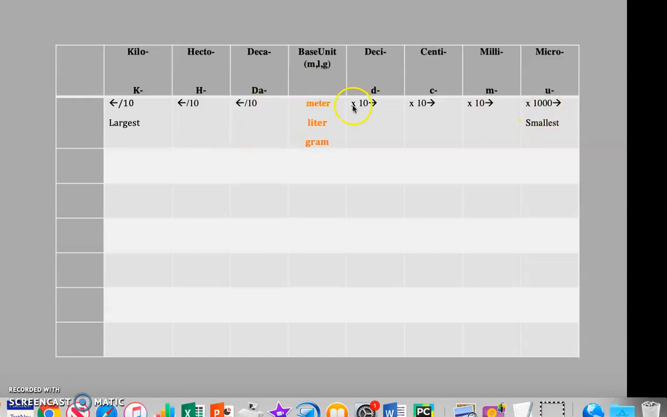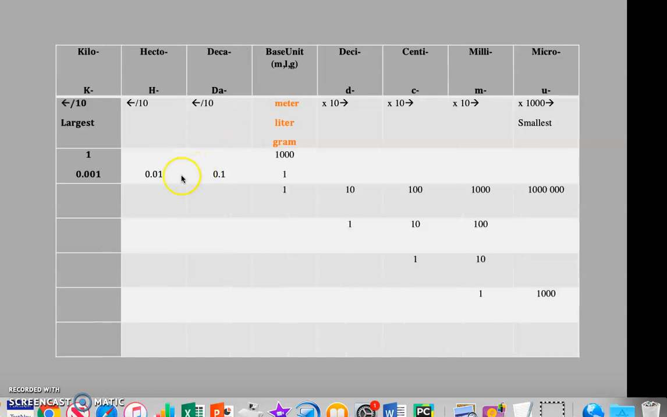Now, if you move the decimal from the left to the right, you multiply by 10 from each box, okay? If you move the decimal to the left, that's divide by 10. So let's put some numbers in here and we'll examine it. All right, so we have 1 kilogram equals 1,000 grams. So how do we get that? Well, 1 times 10 is 10, times 10 is 100, times 10 is 1,000, okay?